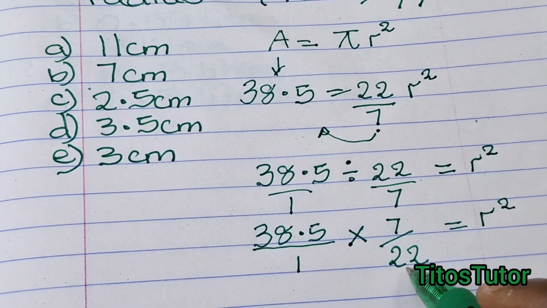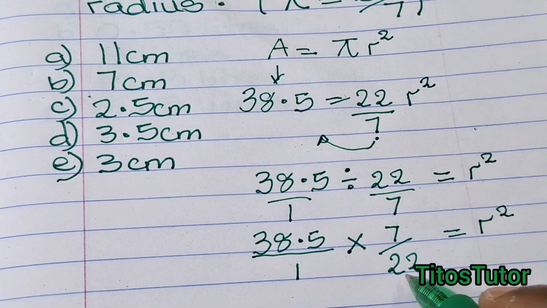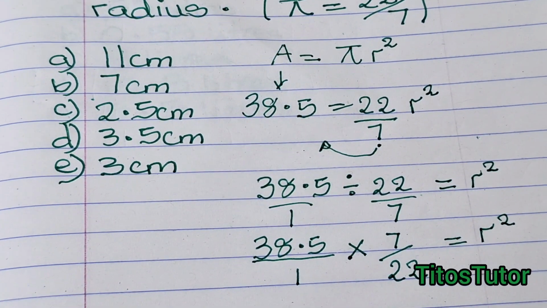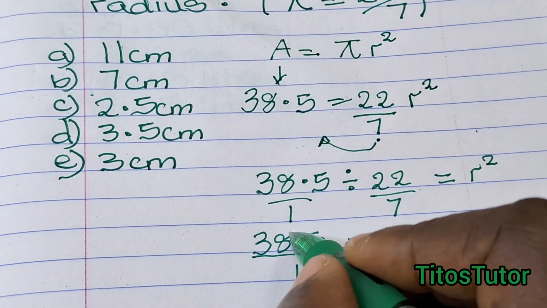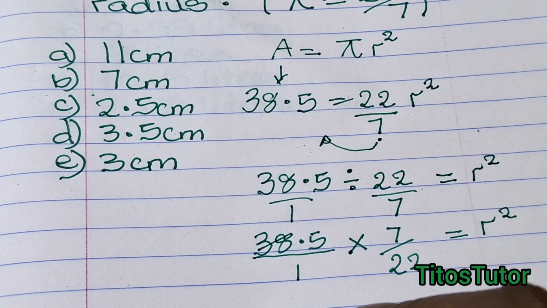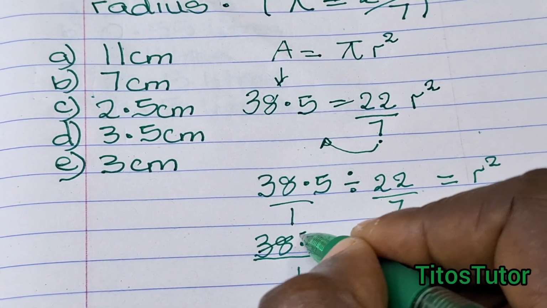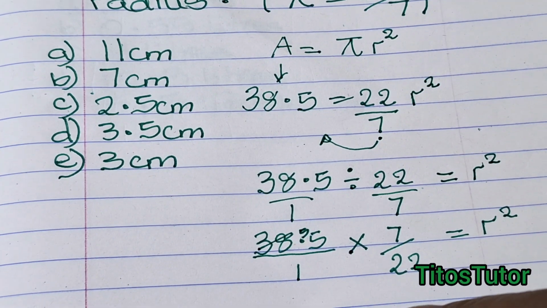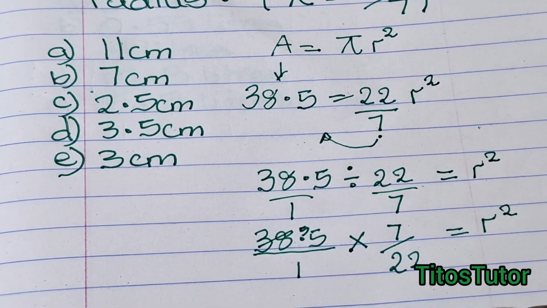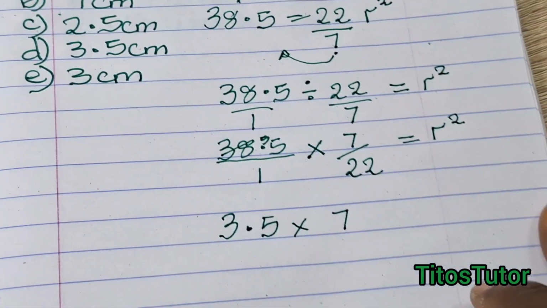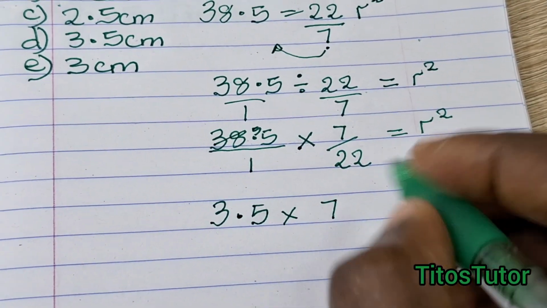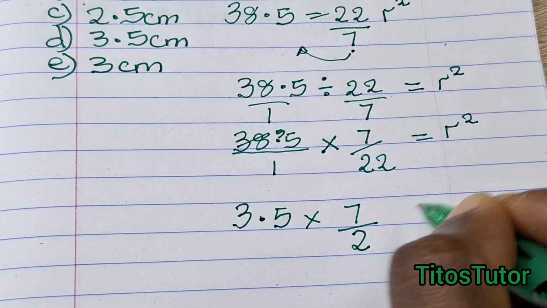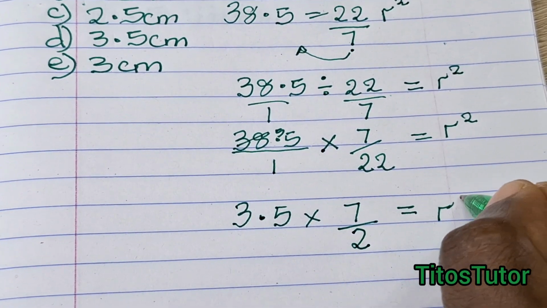I know this is 22. It could be divided by 11. So I'm going to try if 11 can divide 38.5. So 11 in 38 is 3. Remainder 5. I put my point, and 11 in 55 is 5. So it could be divided by 11. So 11 in 22 is 2. So this is r square.